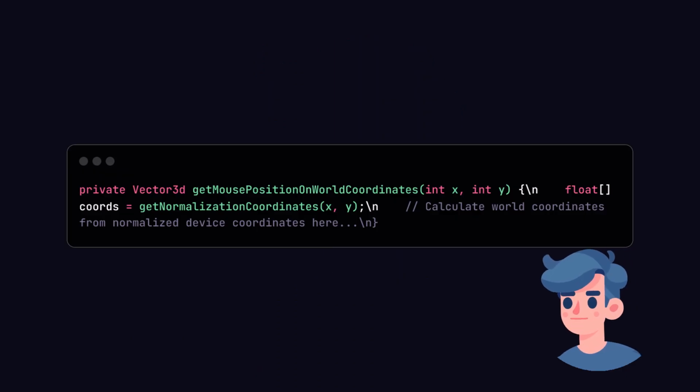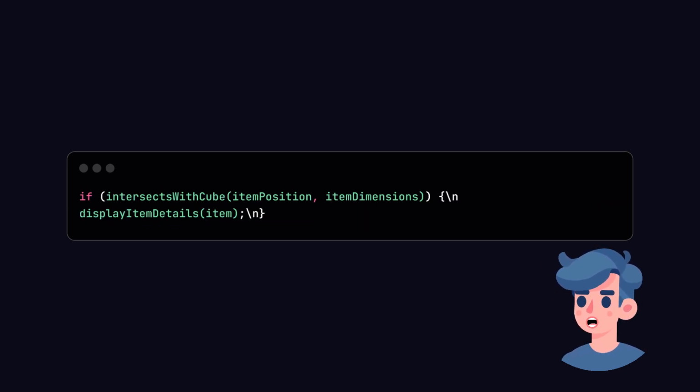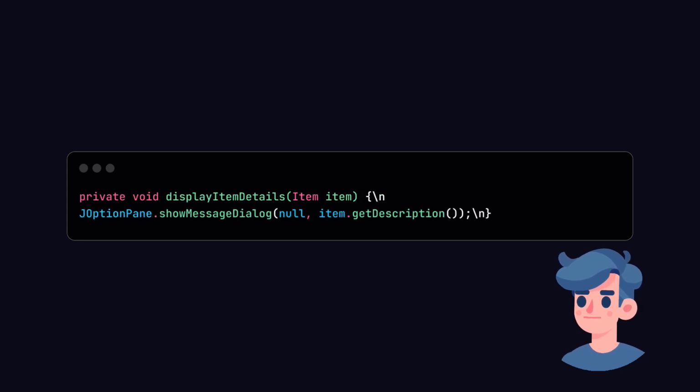First, we calculate the normalized device coordinates from the mouse click position. After that, we map these to world coordinates. Here's a general method outline for the conversion. Then, use this calculated world position to determine if it intersects with any of the cubes rendered. If it does, display information about that item. Let's implement the Display Item Details method. This will show up a graphical UI element that provides the user with additional information about the item they clicked.